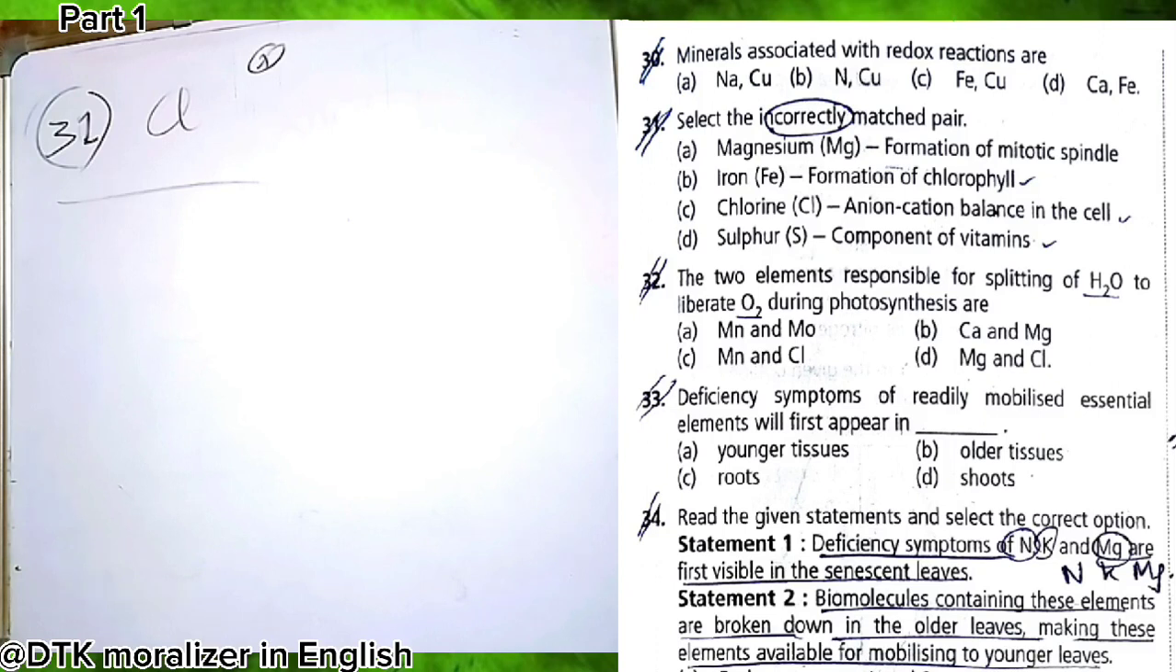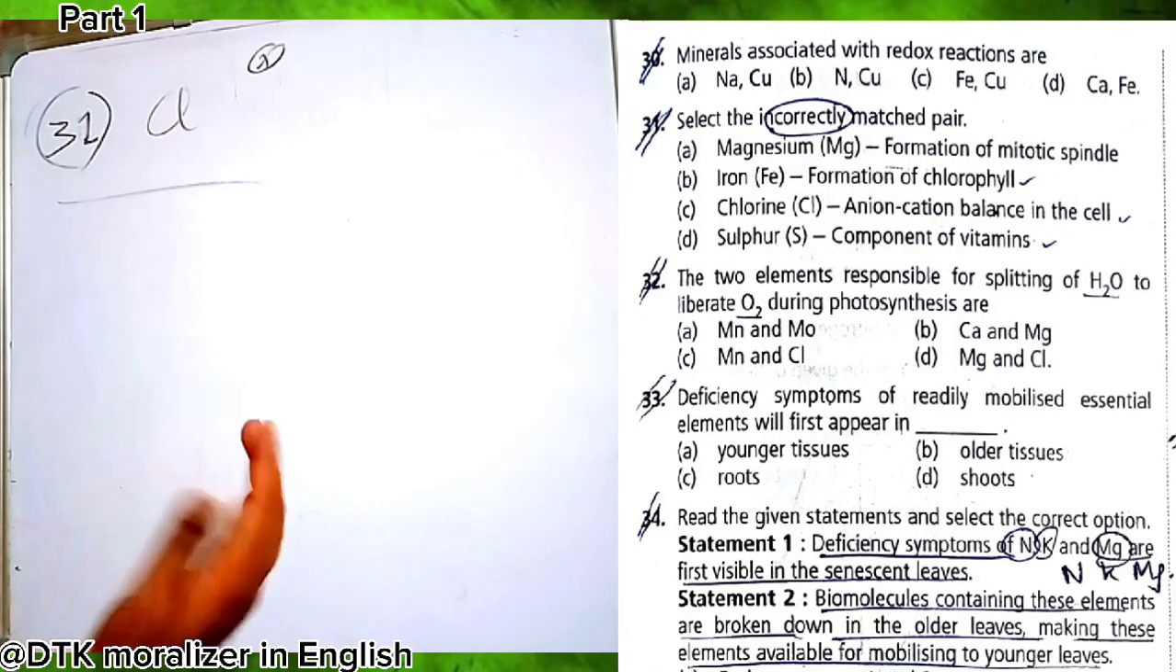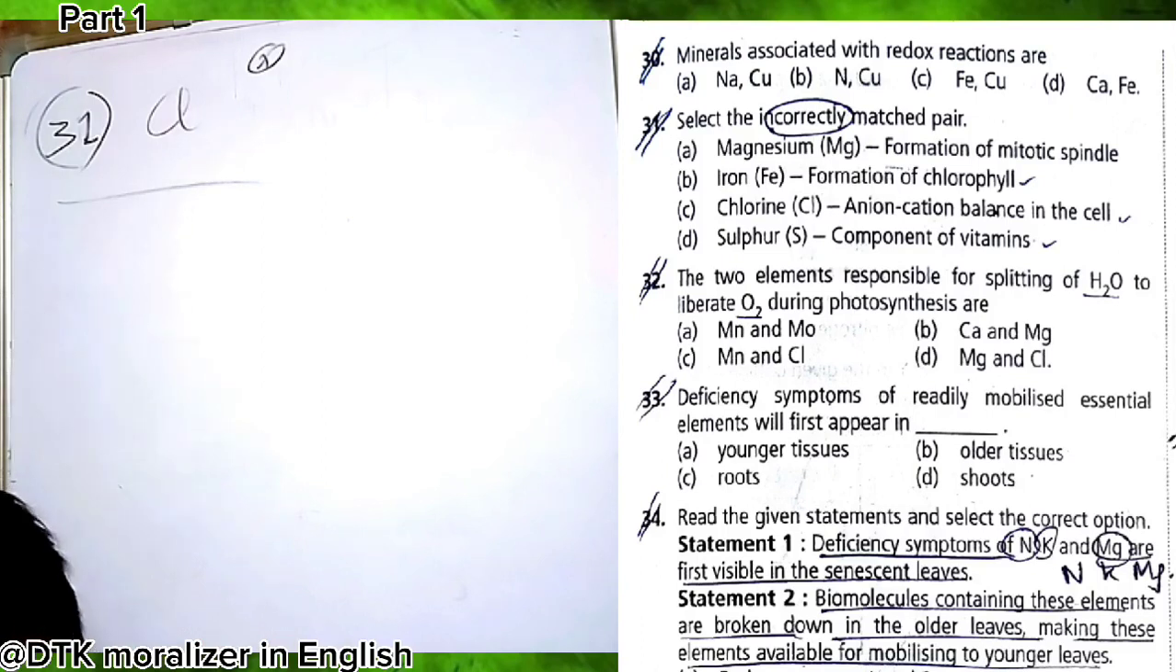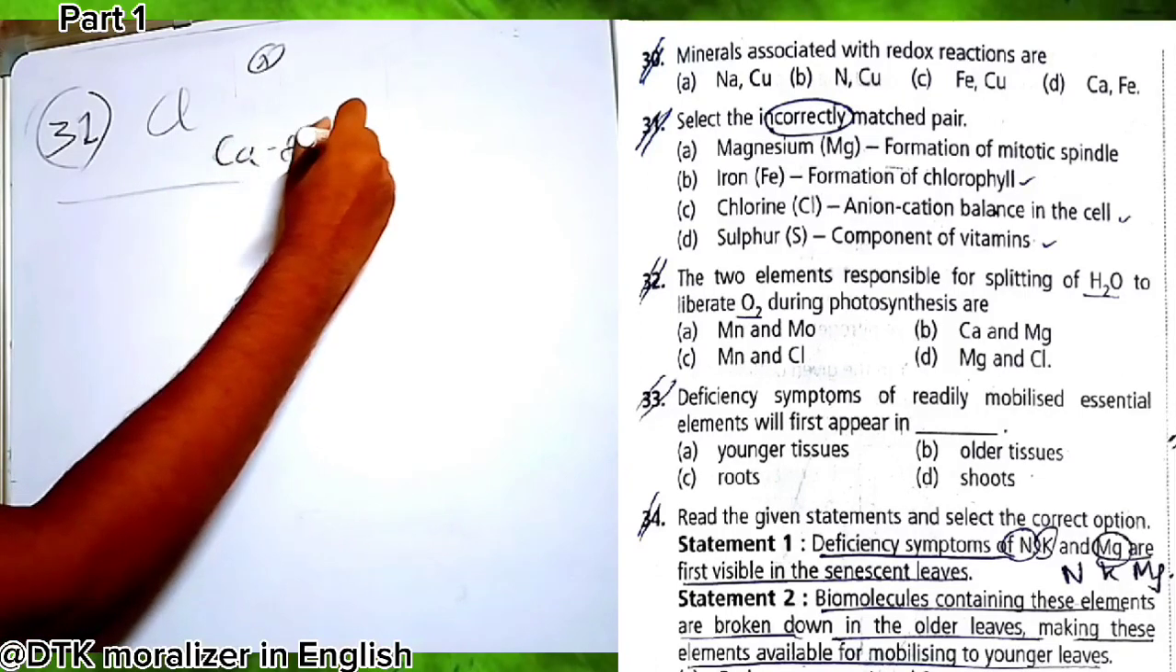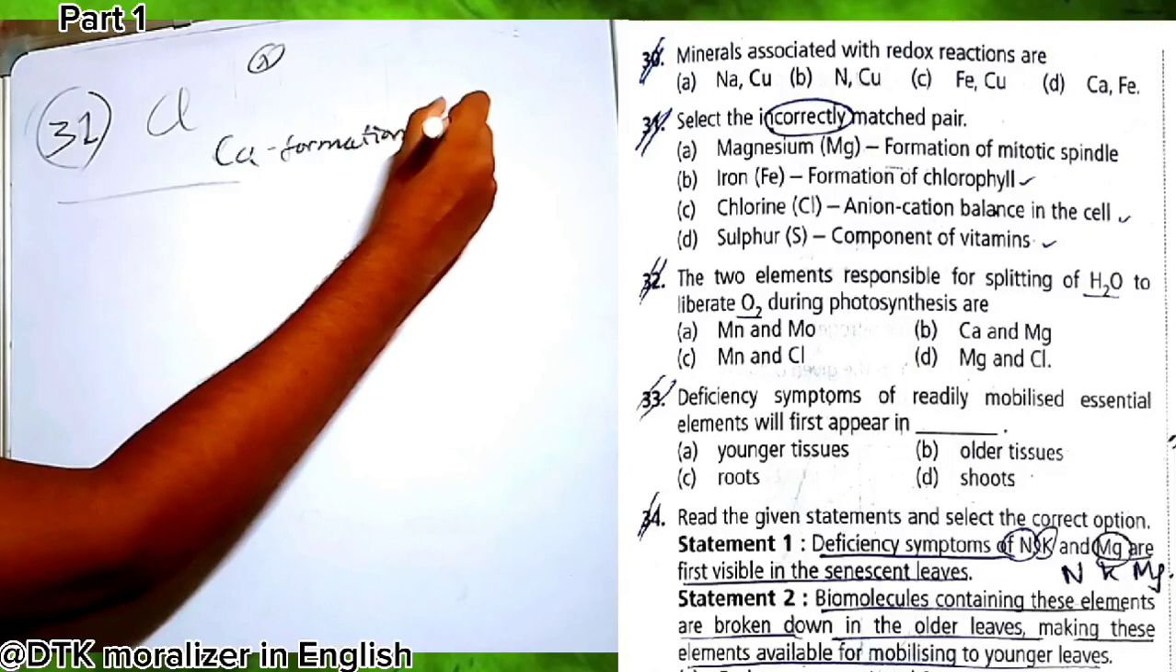Now question number 32. The two elements responsible for splitting of H2O to liberate O2 during photosynthesis are. So here manganese should be essential for water splitting. Here calcium plays an important role in spindle formation.